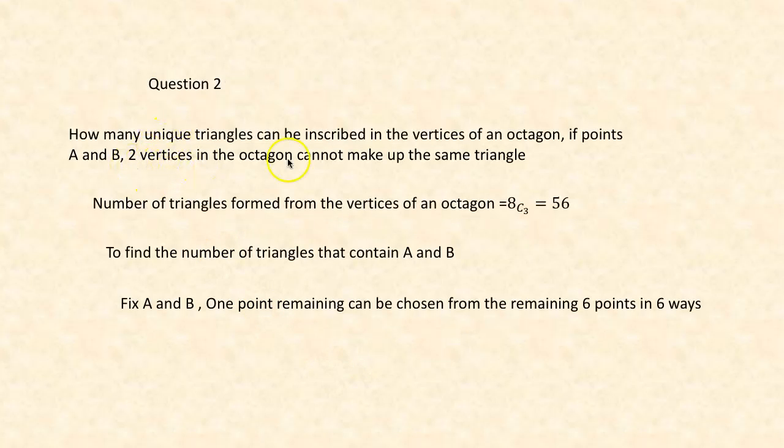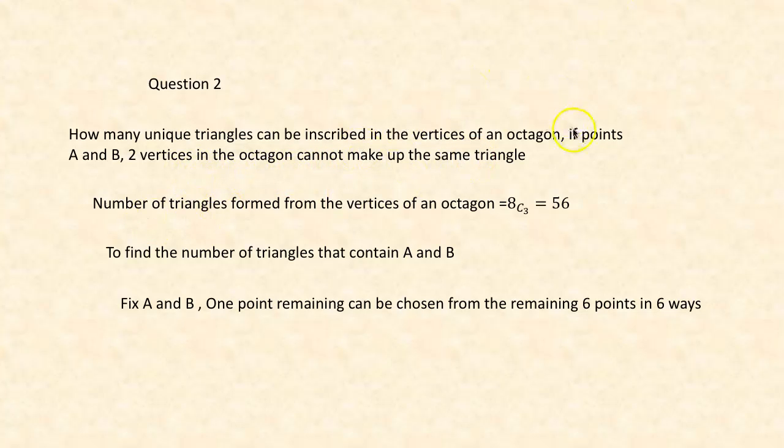Question 2. How many unique triangles can be inscribed in the vertices of an octagon if points A and B, two vertices in the octagon, cannot make up the same triangle? Number of triangles formed from the vertices of an octagon is 8C3, because an octagon has 8 vertices and a triangle has 3. So 8C3 is 56.